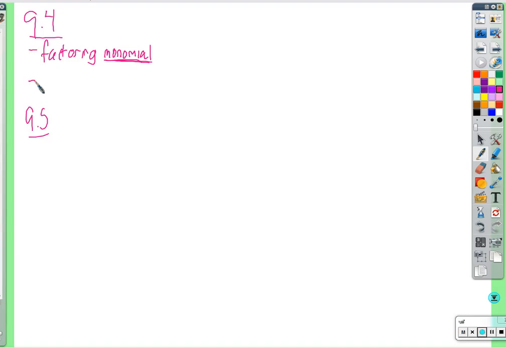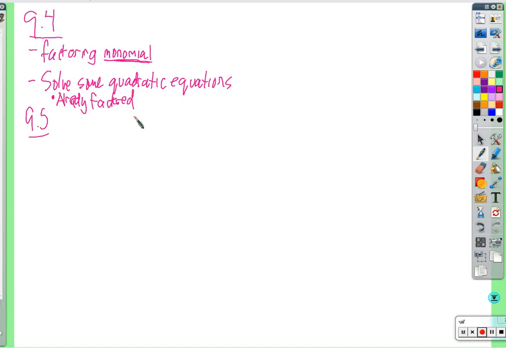And we're going to solve some quadratic equations. Solving some quadratic equations today. Should put a little subtext to that. They're already factored. We're going to take some quadratic equations that have their quadratics already factored, and we're going to solve for x or b or s or whatever.